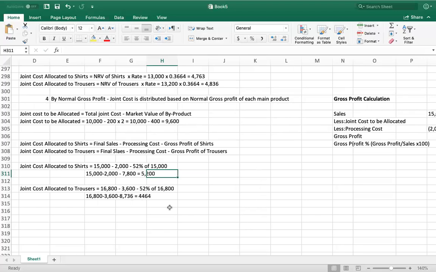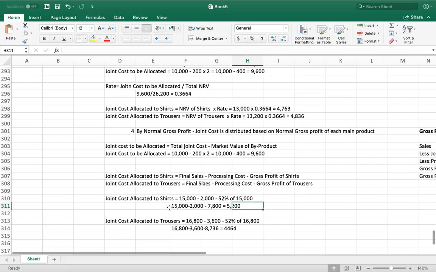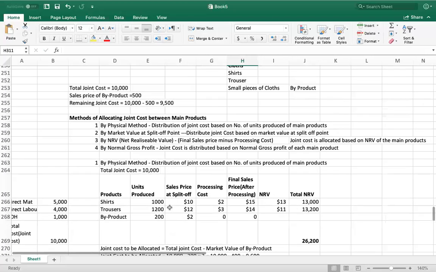Yes, got it. So how many methods do we have for this joint cost allocation? Four methods. Okay, one is by physical method, by market value at split-off point, by net realizable value, and by normal gross profit margin. Okay. Any question, any point which you don't understand?